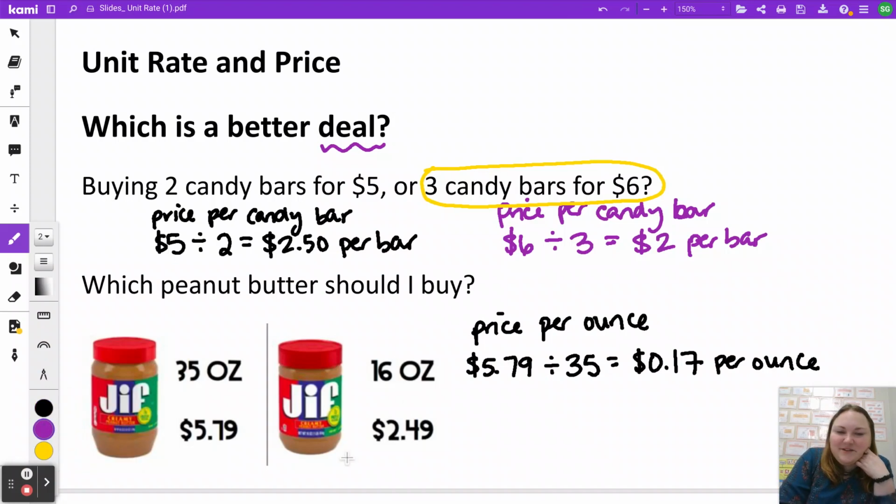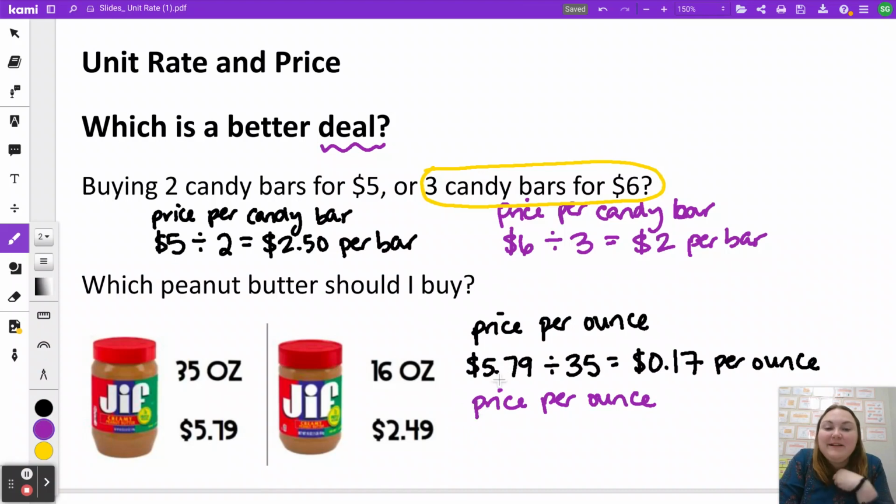Again, we can do something similar for our second option. Again, I'm looking at the same thing. I want to look at price per ounce. Notice I keep writing these words out. I'm writing those words because that really helps me figure out the order my division is going to be. If I want price per ounce, it means I'm taking my price, the $2.49, and I'm dividing that by the ounces. If you do that division differently, in a different order, you get a different number.